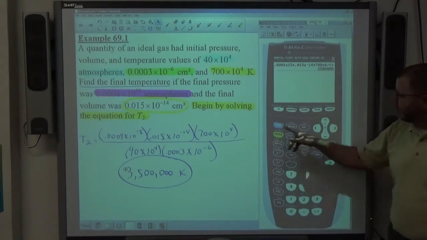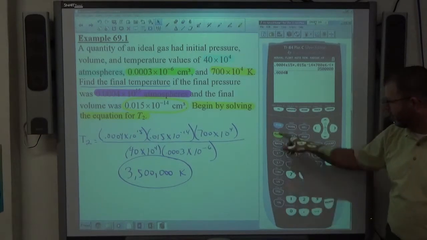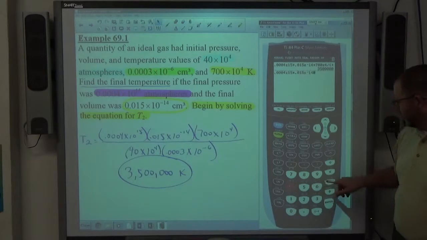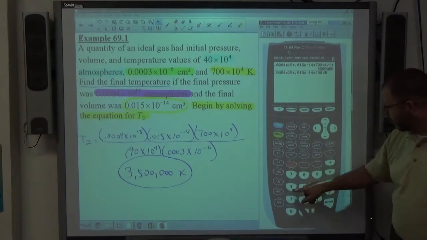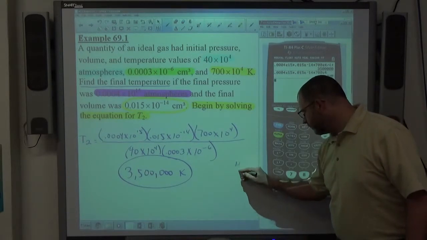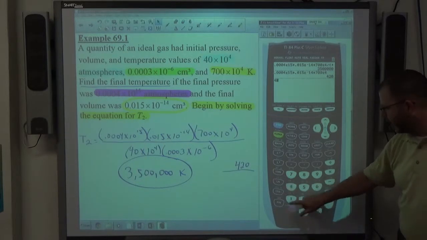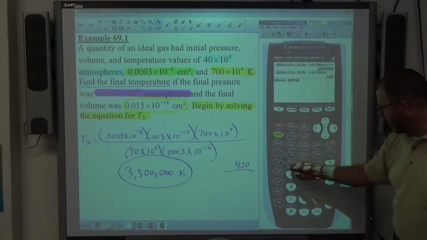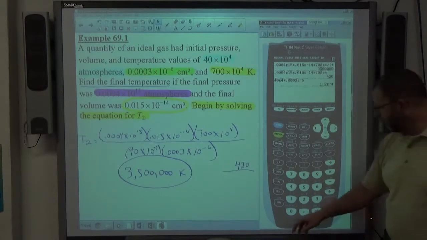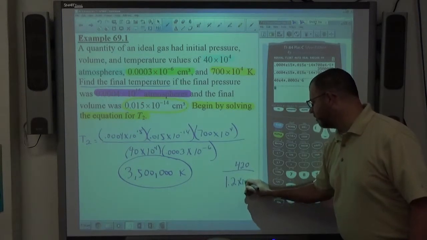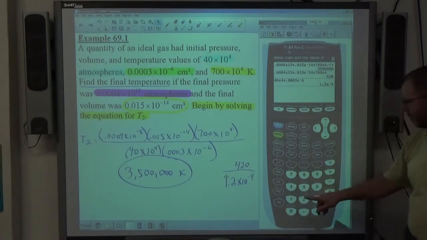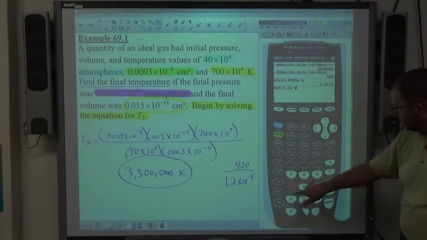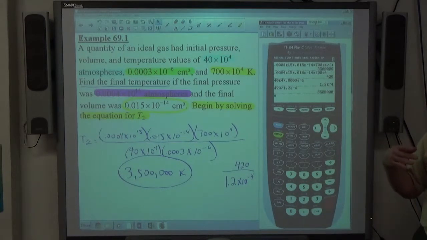Option 2 is to just type in the top and hit equals: 0.0004 EE 15 times 0.015 EE negative 14 times 700 EE 4 equals, that's the top, 420. Then you type in the bottom, 40 EE 4 times 0.0003 EE negative 6, and hit equals again. That's 1.2 e negative 4, so times 10 to the negative 4th. So get the top answer, get the bottom answer, and then type in the top divided by the bottom. Same answer. All right, take your pick.